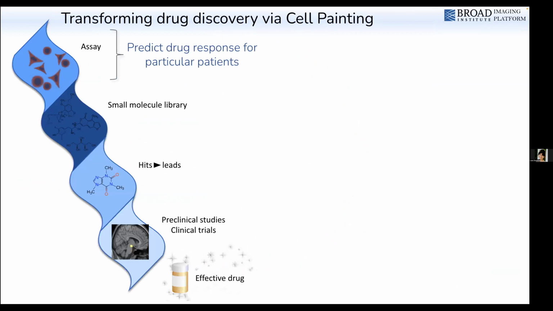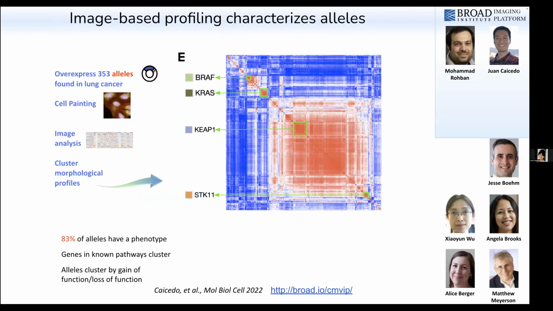The next thing we might be able to do, and we don't really have very solid evidence for it so far, is to predict drug response for a patient. So a step in that direction is if we can stratify patients and characterize disease alleles based on morphological profiling. Here's an example for lung cancer.